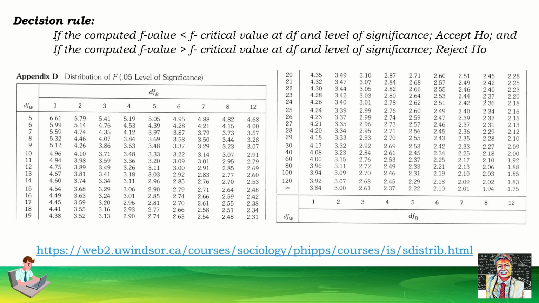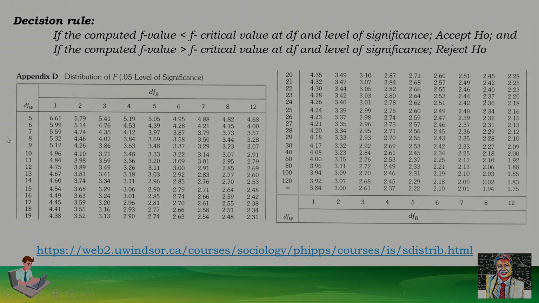For this lesson, we'll use the f-table at a 0.05 level of significance, which is most commonly used in research. The f-table uses 2 degrees of freedom, 1 for within the group and 1 for between the groups. The values in the table will differ depending on your chosen significance level, but for this example, we'll stick with 0.05. Let's proceed to our example.